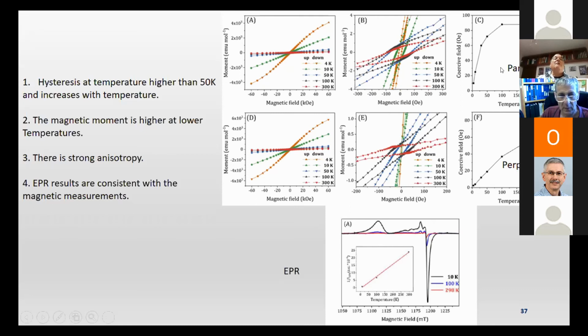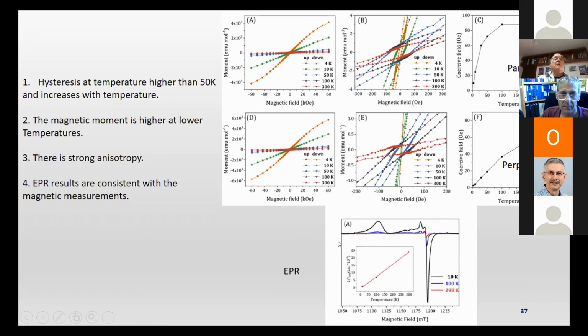And there is a very large anisotropy here. For the parallel, we see a larger coercive field, and you realize it really saturates very quickly. Parallel means along the layers, the 2D layers. The perpendicular magnetization behaves differently, but in principle we see the same properties. So the question is, how can it be that we get ferromagnetism that is activated by temperature?